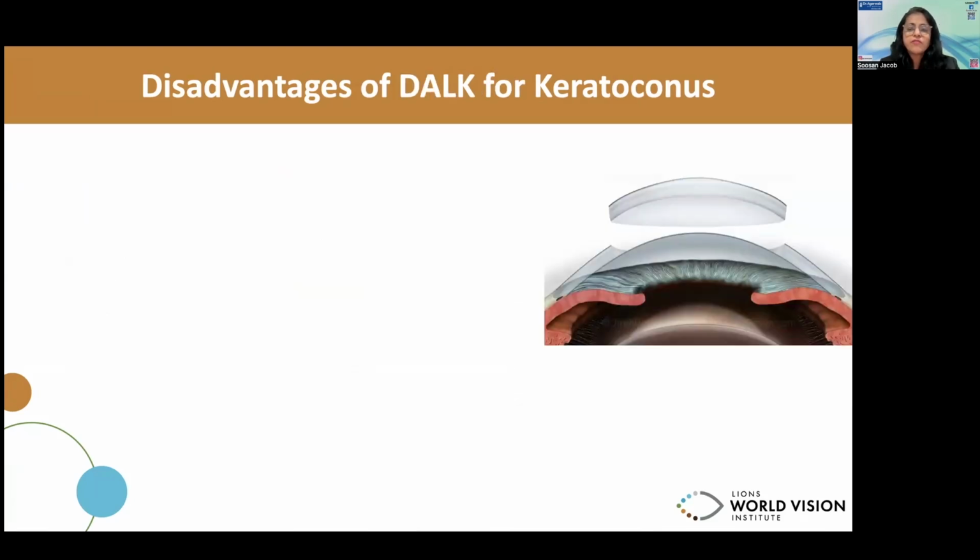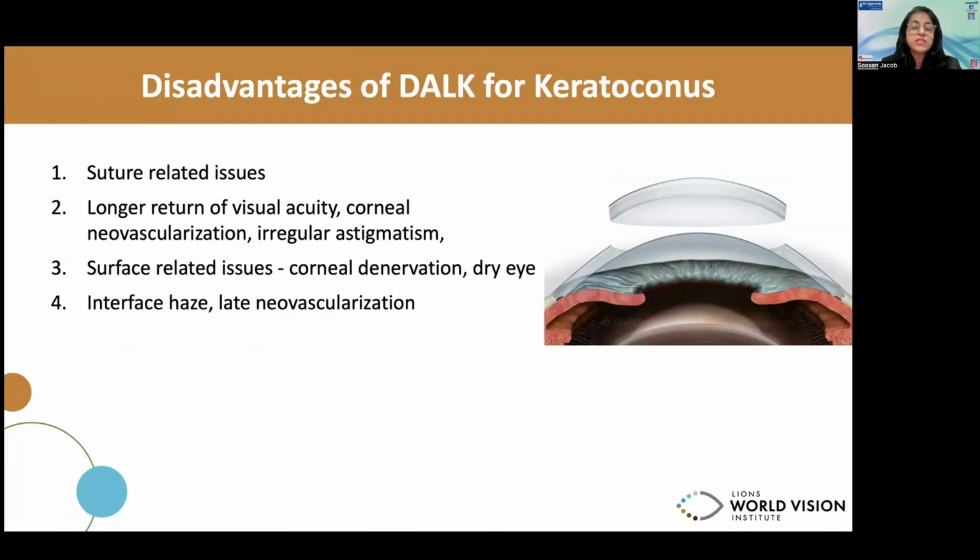Let's take a look at DALC for keratoconus, and we know that here too you can have suture-related issues such as lipid keratopathy, suture loosening, corneal neovascularization along the sutures, and so on. And also, as long as the sutures are there, there's a much longer period of time taken for a return of stable visual acuity. In addition to that, sutures can also cause irregular astigmatism.